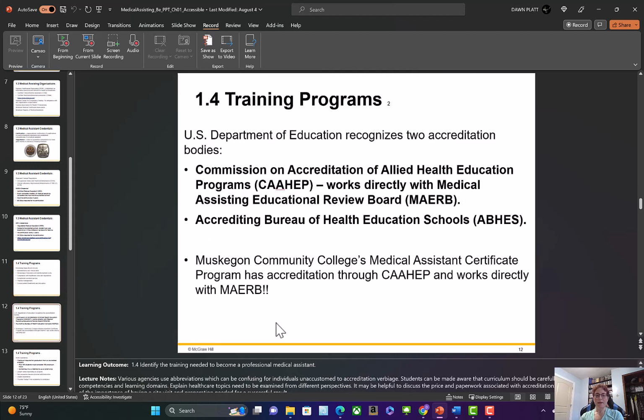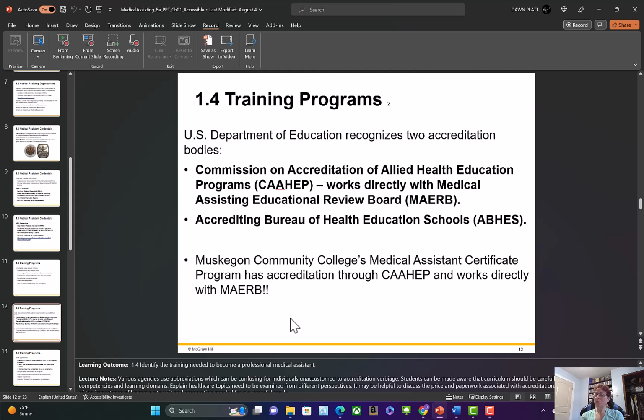Going further into that, the U.S. Department of Education recognizes 2 accreditation bodies. The Commission on Accreditation of Allied Health Education Programs, otherwise known as CAAHEP, they work directly with the Medical Assisting Education Review Board. So Muskegon Community College's Medical Assistant Program is accredited through the Commission on Accreditation of Allied Health Education Programs under the recommendation of the Medical Assisting Education Review Board.